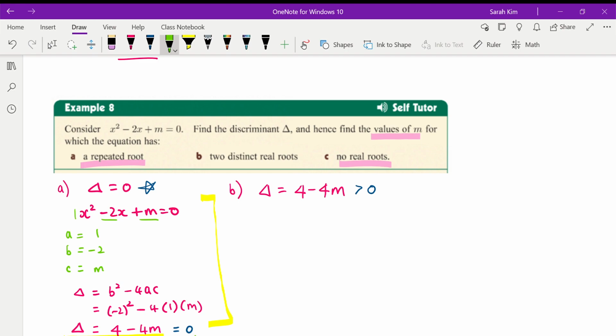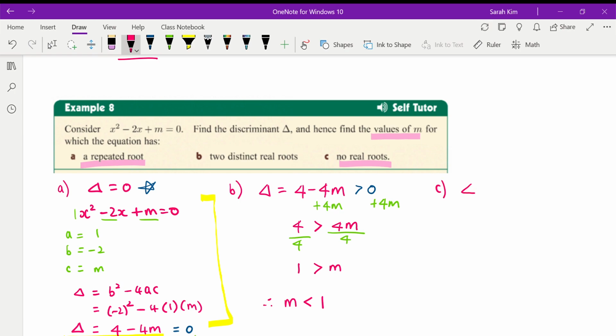So again, I'm going to rearrange it. Again, I'm going to add 4m to both sides, so I keep my inequality sign. And then I do some rearranging. Here we go. I'm going to rearrange it so m is first. m is less than 1. So if m is less than 1, it will give me two distinct real roots. That is what the answer is saying.